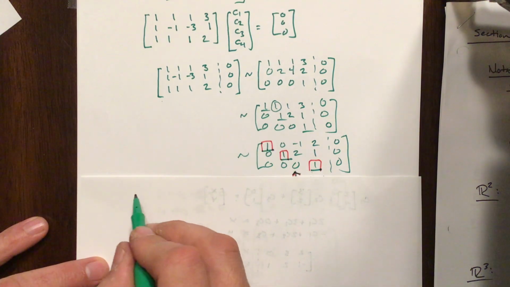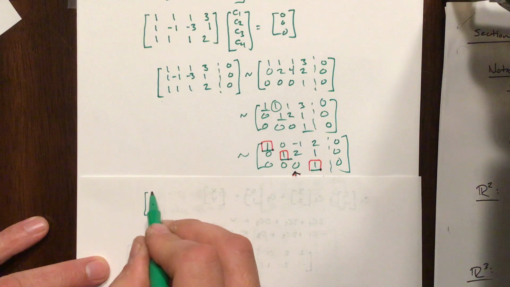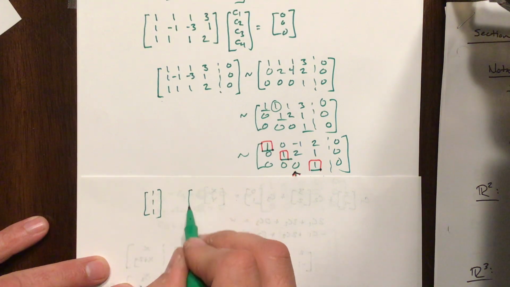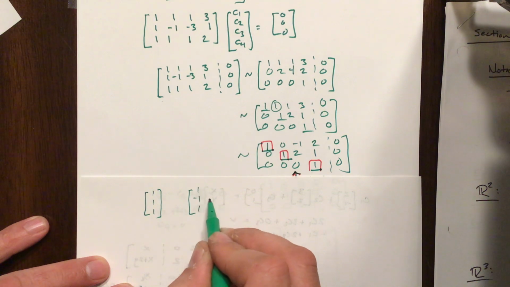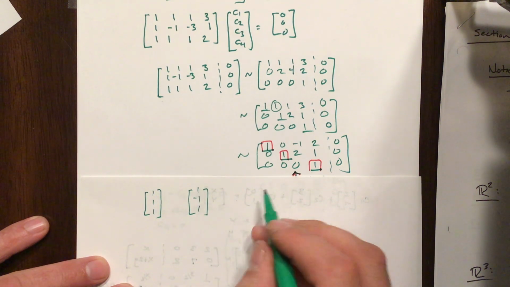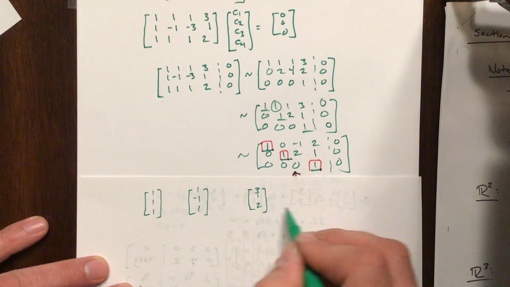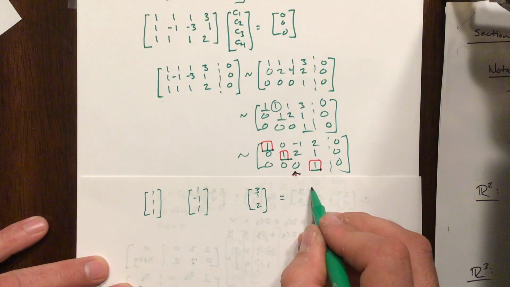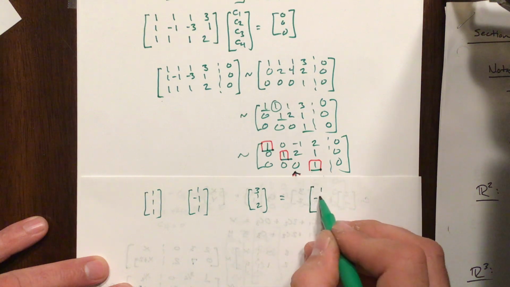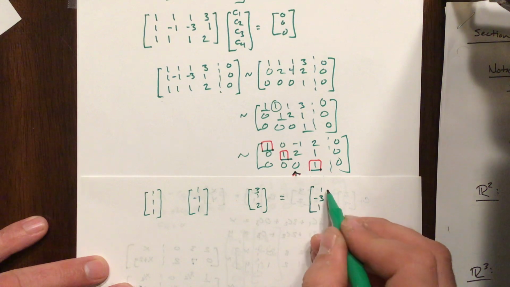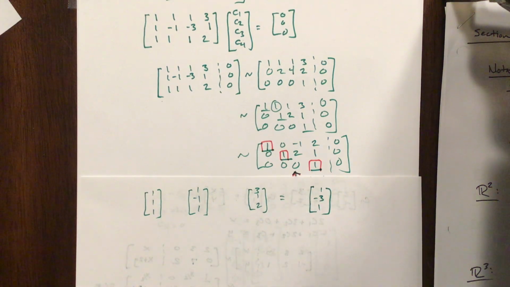The first vector was 1, 1, 1. The second vector was 1, negative 1, 1. The fourth vector was 3, 1, and 2. And the third vector was, sorry, 1, negative 3, and 1. Can I write these three vectors as a linear combination that adds up to the third vector?